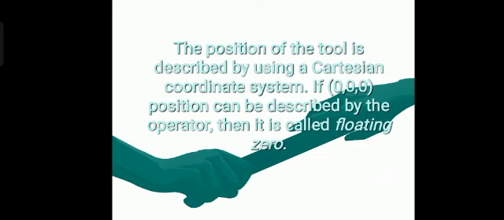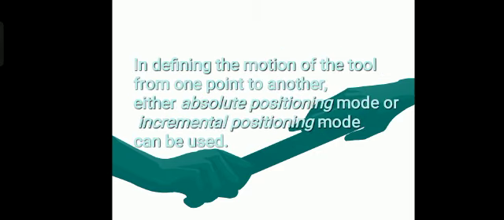In this program, the position of the tool is described by using a Cartesian coordinate system. For example, if the 0, 0, 0 position can be described by the operator, then it is called floating zero. In defining the motion of the tool from one point to another, either absolute positioning mode or incremental positioning mode can be used.